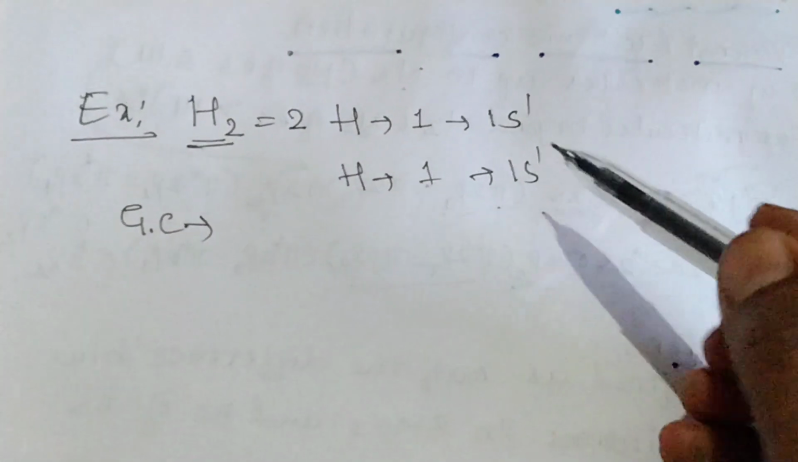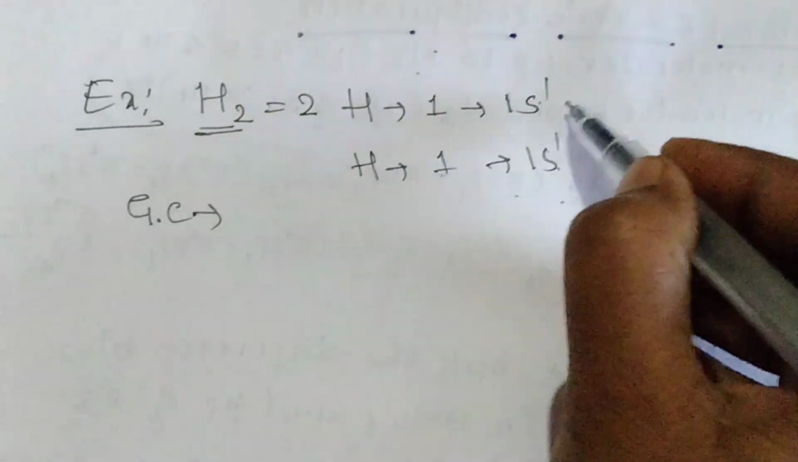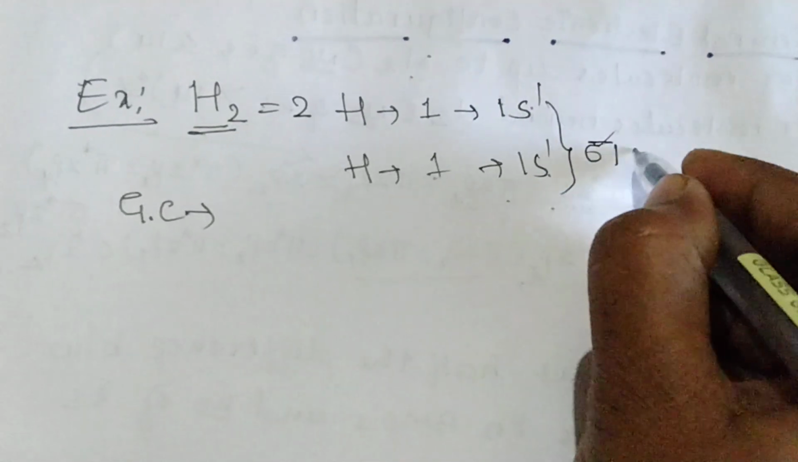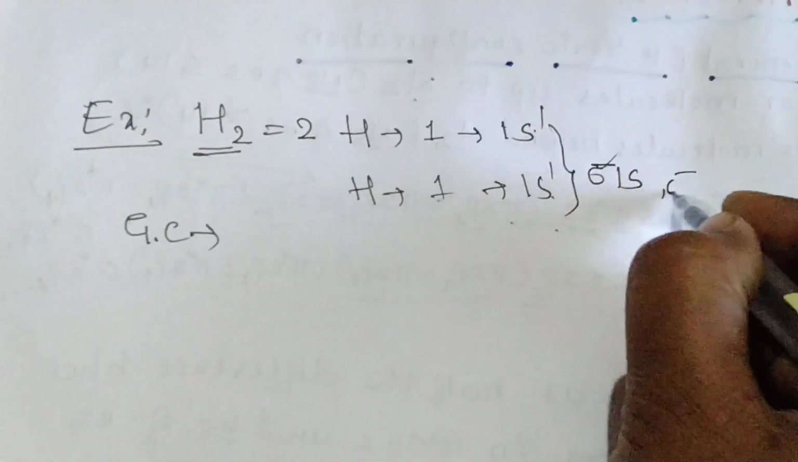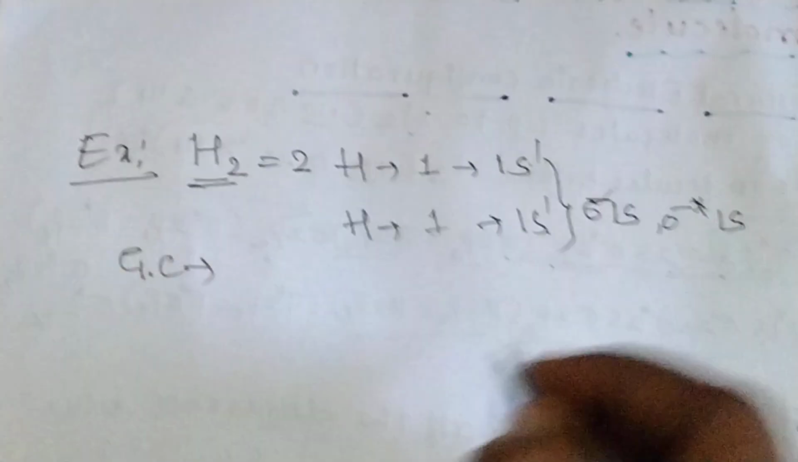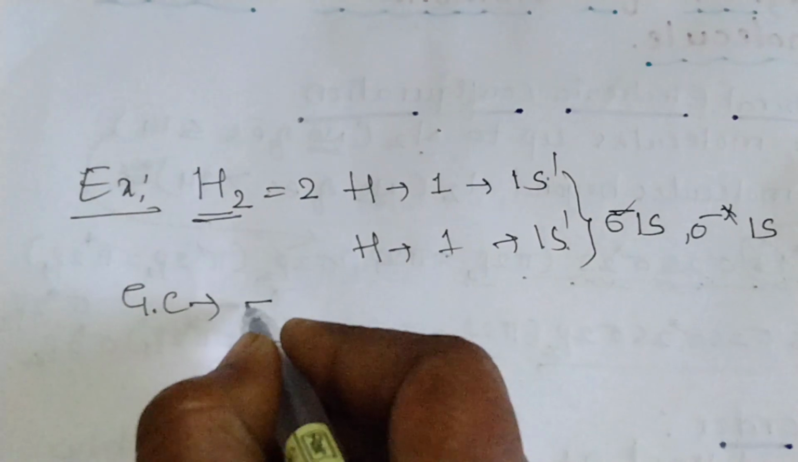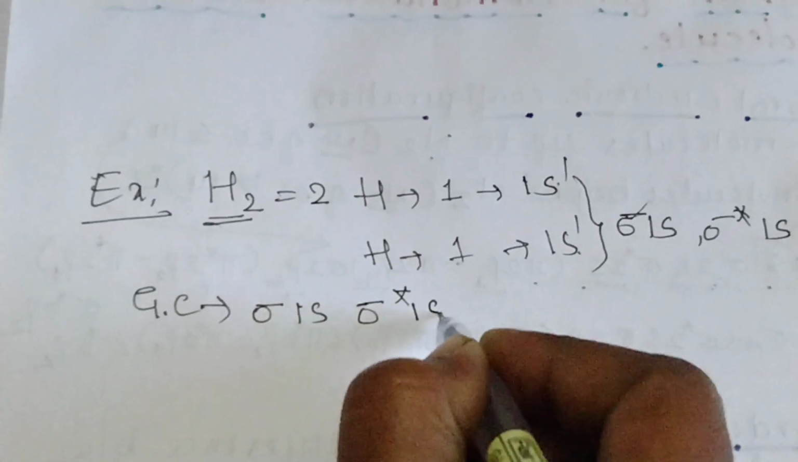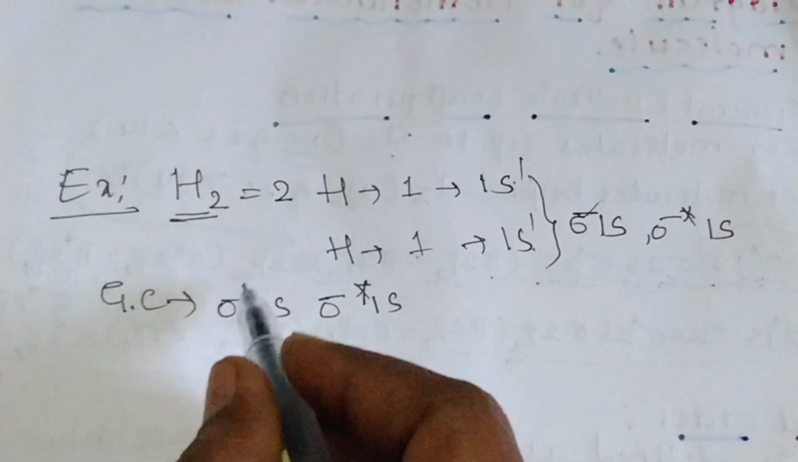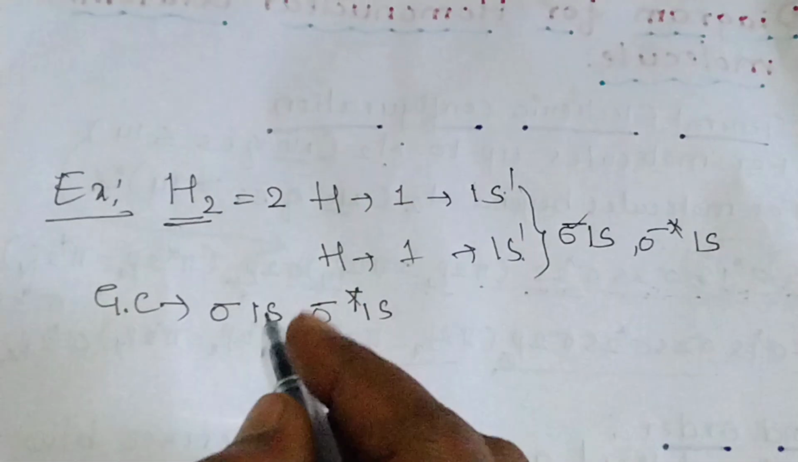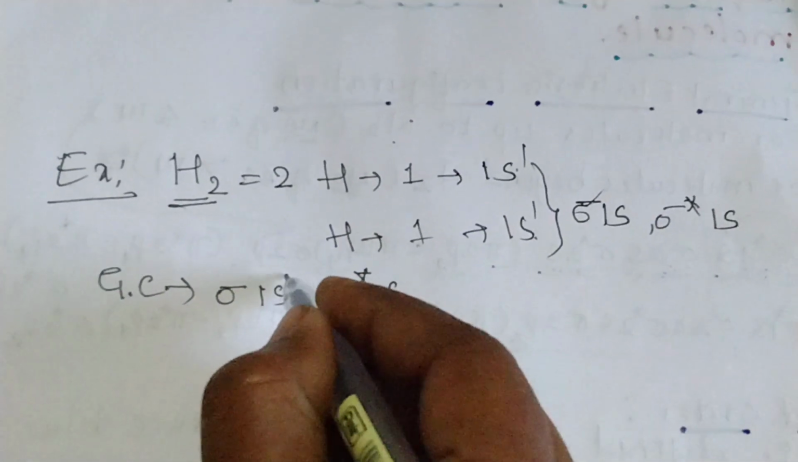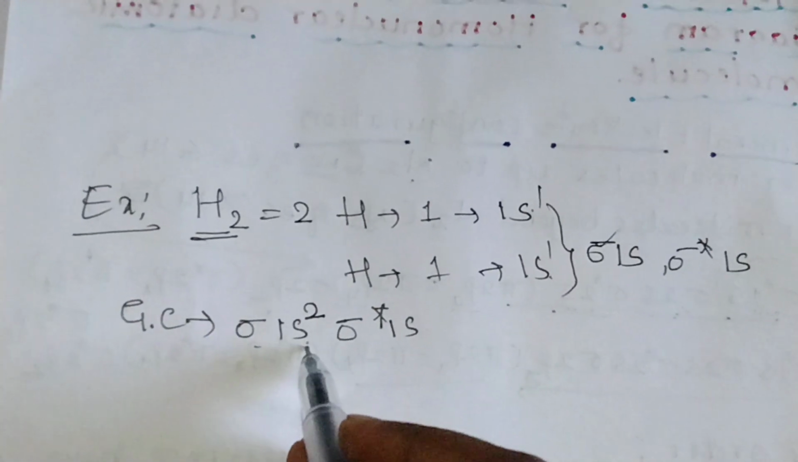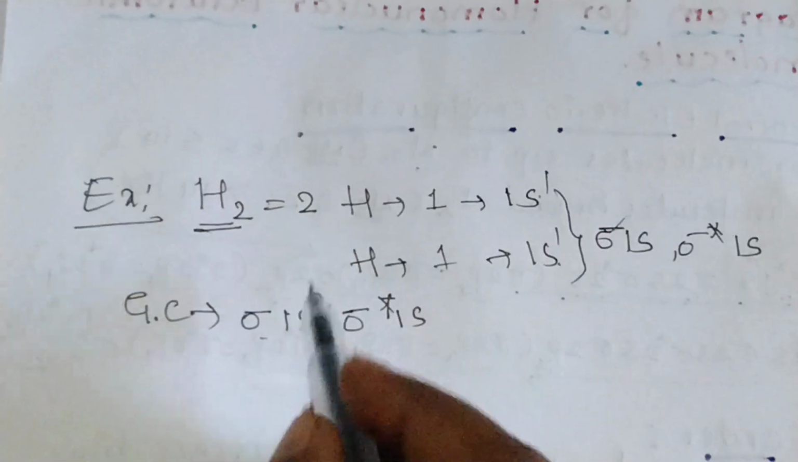According to MOT, we know that when two atomic orbitals combine together, there is a formation of two molecular orbitals, sigma 1s and sigma star 1s. So write sigma 1s, then sigma star 1s. We know that the s orbital is a single orbital, and we can accommodate 2 electrons. This is the lower energy. First we have to accommodate in the lower energy orbital. The total number of electrons is 2.